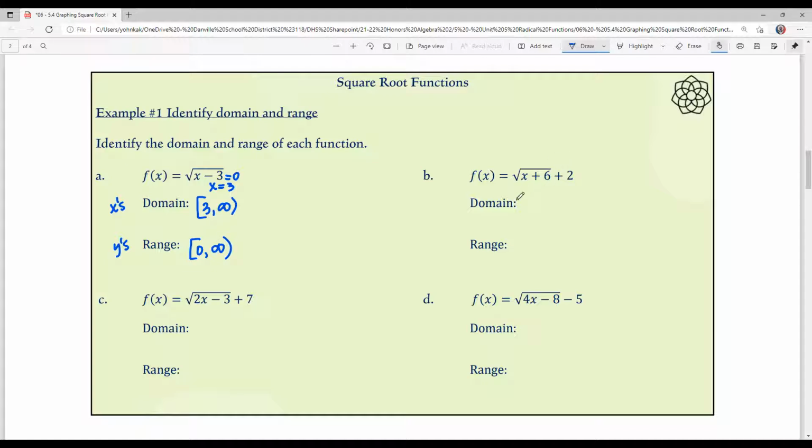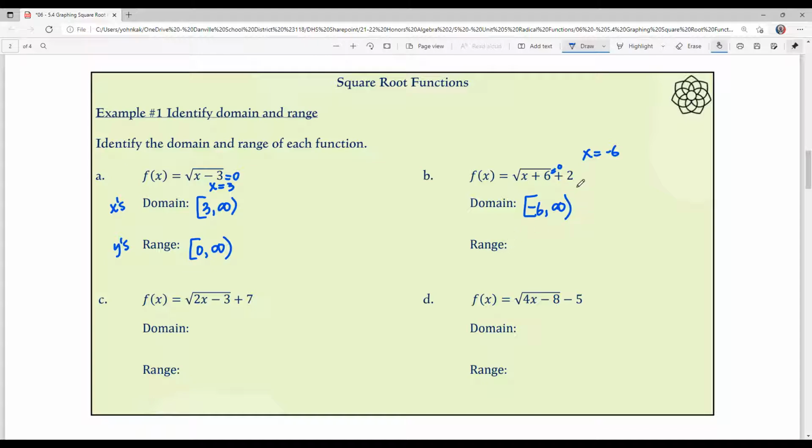If we look at letter B, our domain is going to be all the x values that I can substitute in. So if I take this x plus 6 and set it equal to 0, I'm going to get x equals negative 6. That's the start of my domain. So from negative 6 to infinity with a hard bracket at negative 6 and a soft bracket at infinity.